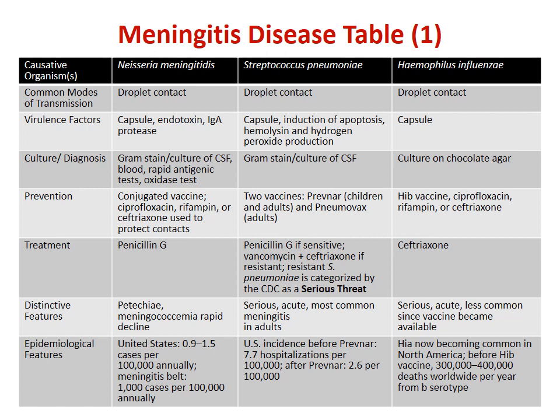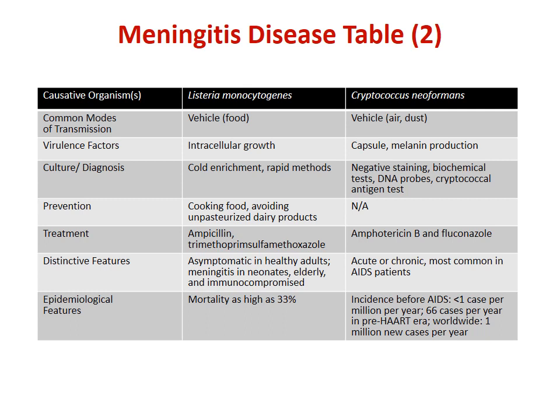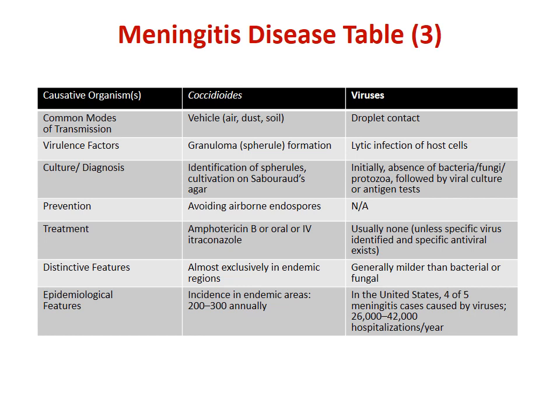So there will be several tables here to illustrate to you the comparison of the different causes of meningitis. Here you can see things like Listeria and Cryptococcus. And then we have examples of Coccidioides, which is fungal, and then viruses.